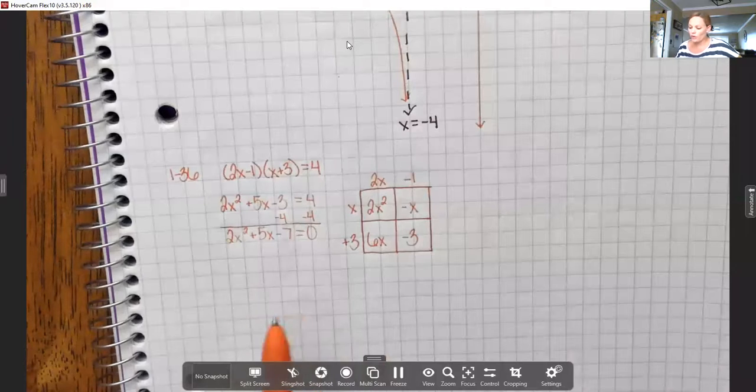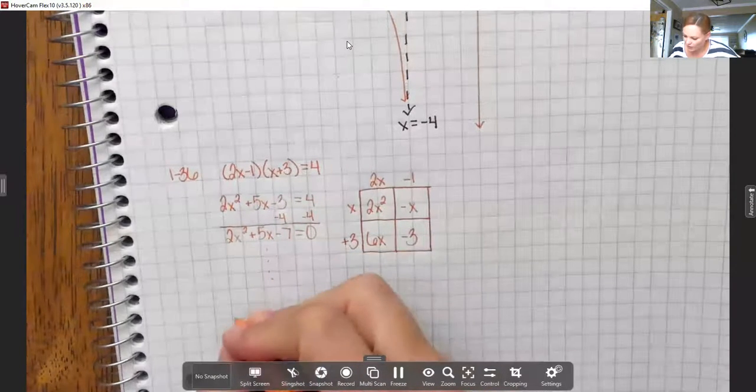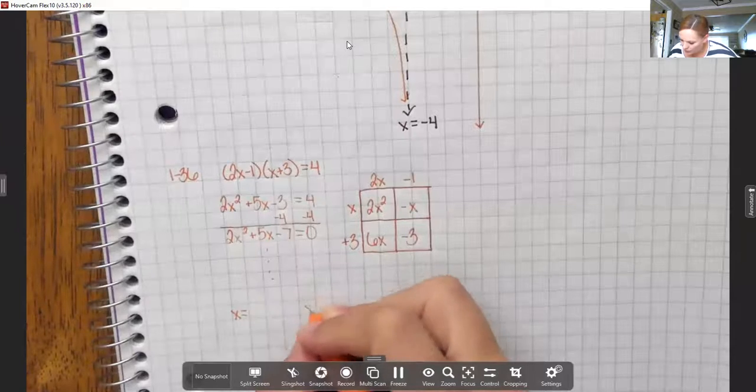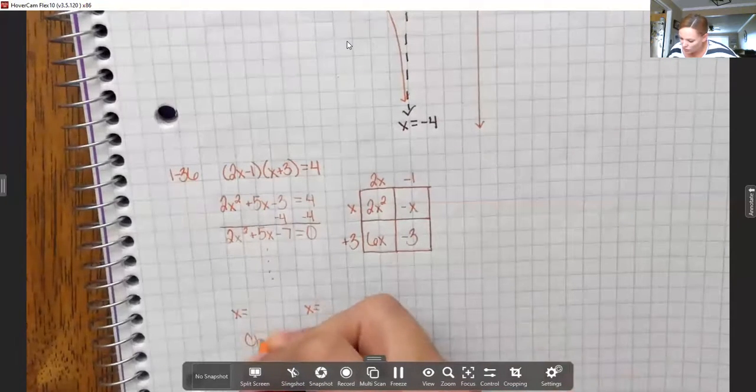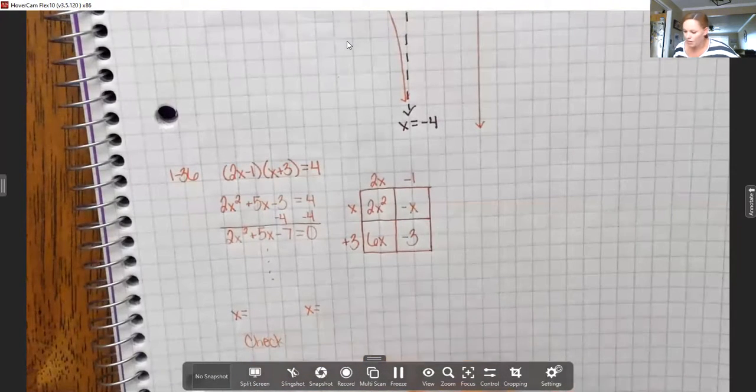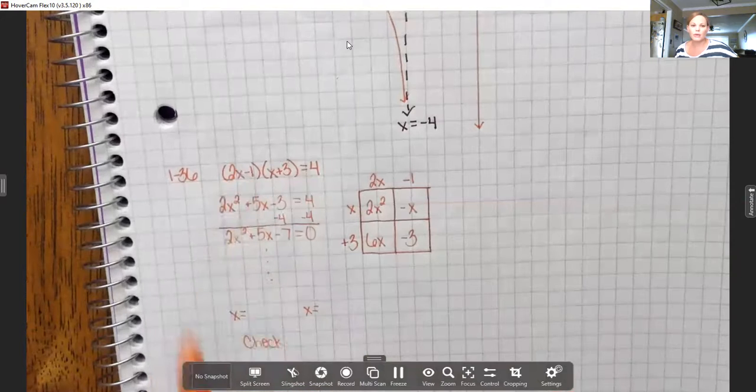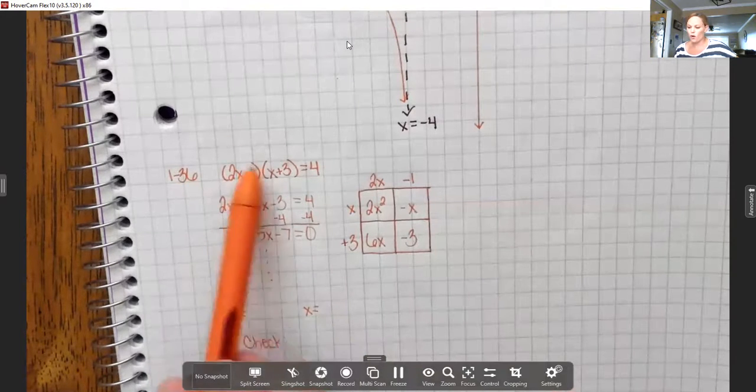But then remember, once you get your answers, you're going to solve this. You're going to get x equals something and x equals something, and then you're going to check your answers to finish this problem. So plug them in one at a time, and then make sure you get 4 on this left side.